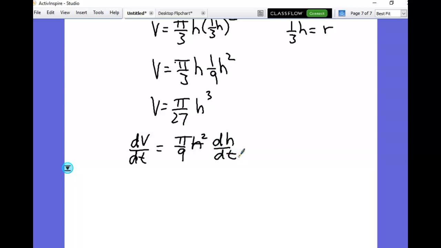Any questions about that one? What am I trying to find? I'm looking for this, so I need H and dV/dt. Did they tell me any of these? Did they give me H? Yeah, 1 meter. Yay! That's easy then.